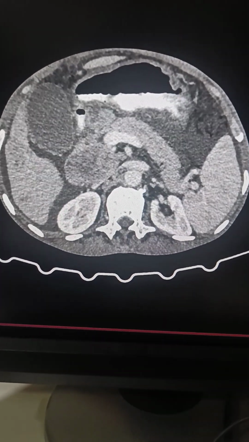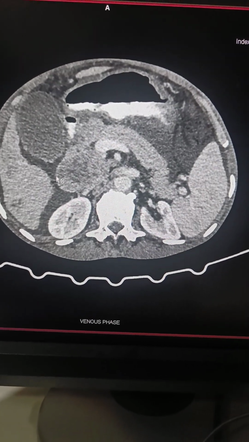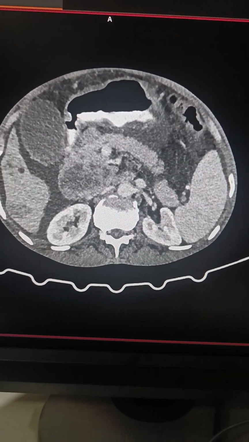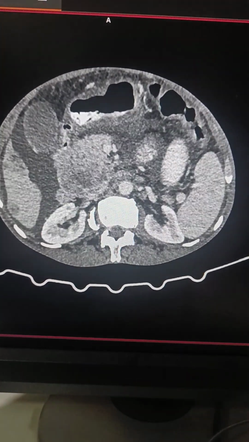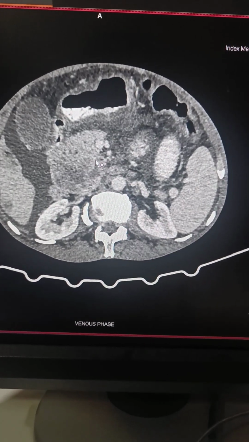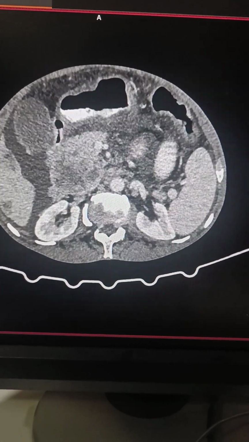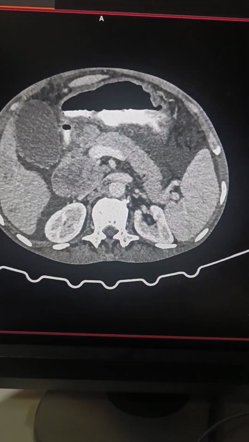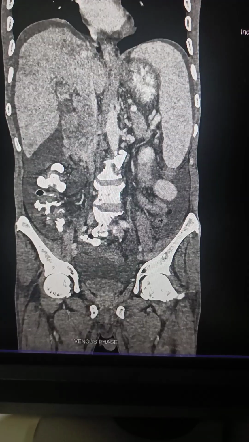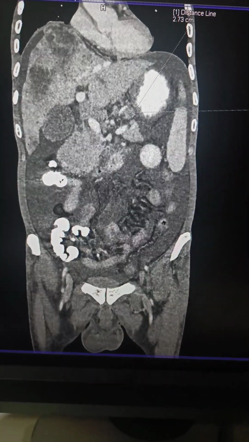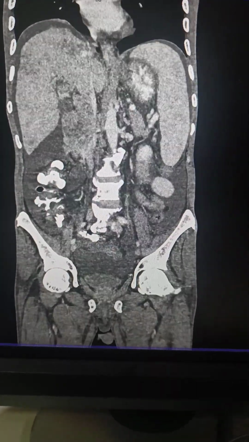Also, there is evidence of a 6 x 5.8 x 7.6 centimeter ill-defined, large, heterogeneously hypodense solid type nodal mass lesion noted at the site of the periampullary. This is the periampullary area, causing compression over the second part of the duodenum and luminal narrowing. Here we can appreciate that this nodal lesion is causing the narrowing of the second part of the duodenum.